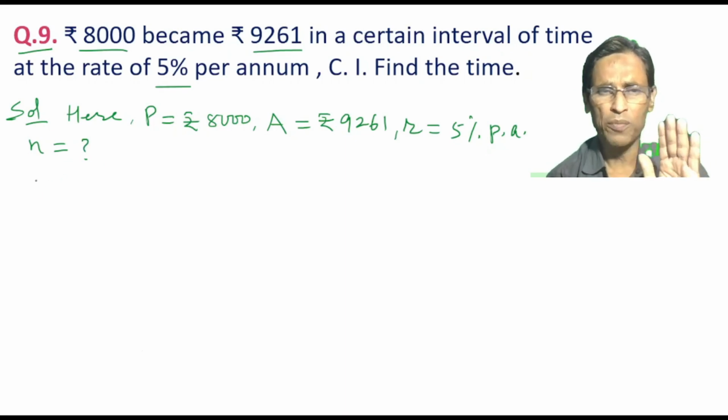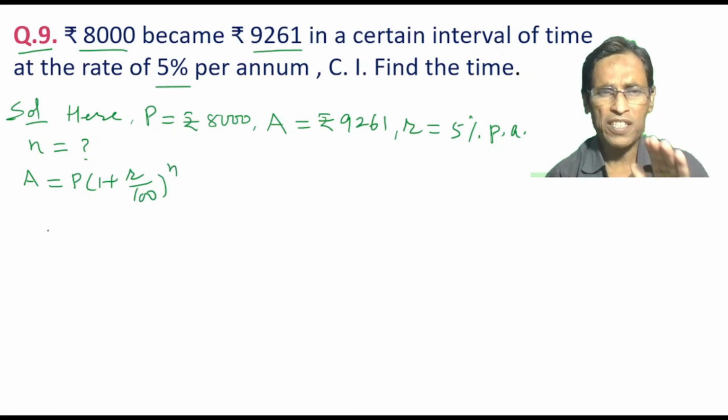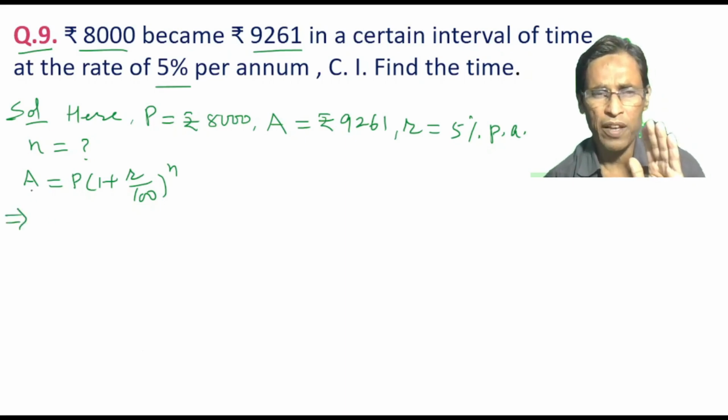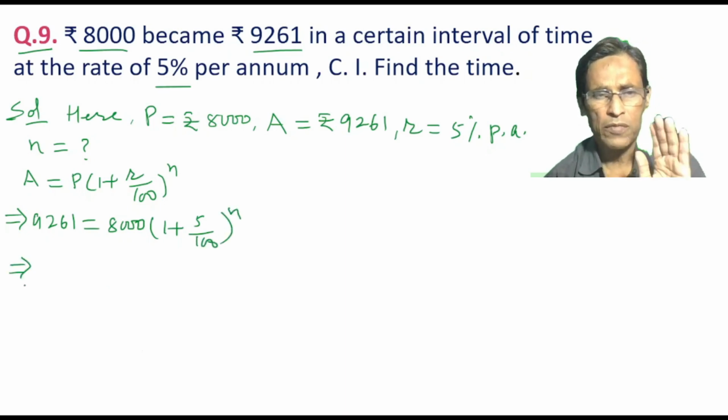With the help of this information we proceed by using the formula for amount. A equal to P times 1 plus R by 100 to the power n. Now we replace the terms with the information given. So in the next step we have 9,261 in place of A and 8,000 in place of P. Then 1 plus 5 by 100. 5 is in place of R and then n.